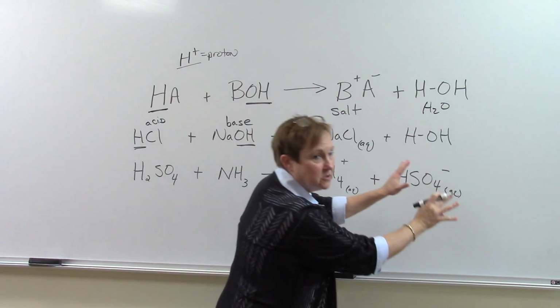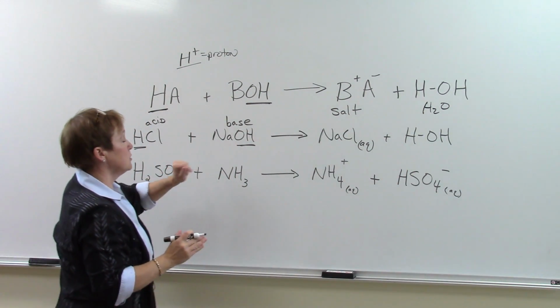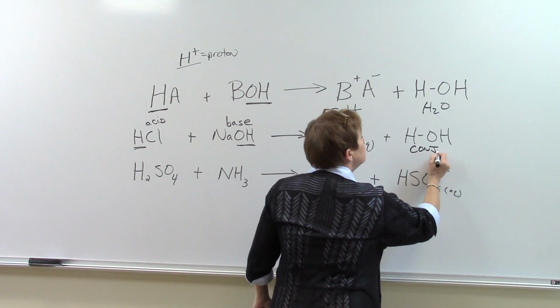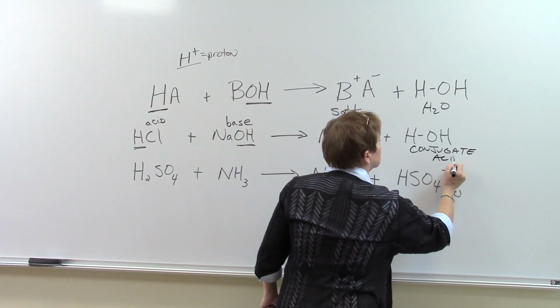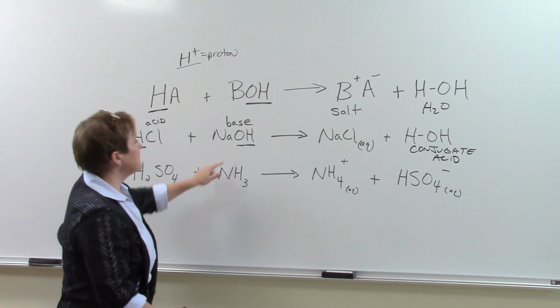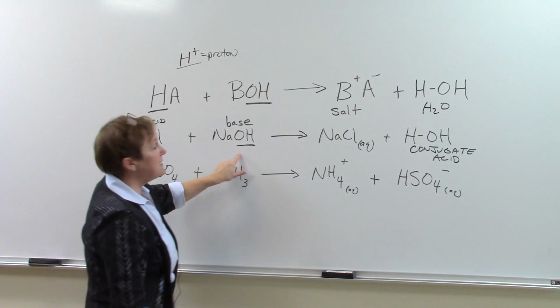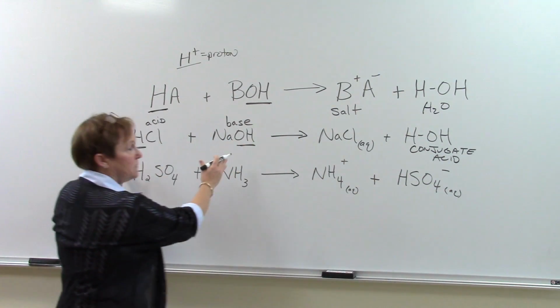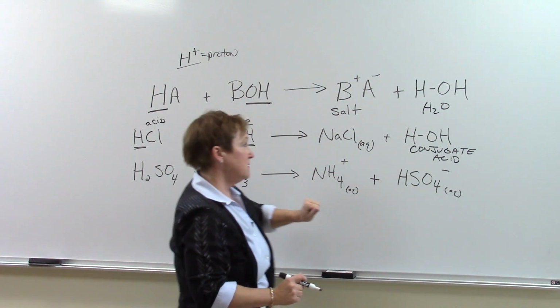On the other side of the equation, the product side, we have terms like the conjugate acid. The conjugate acid is the partner of the base. It's the base after it has accepted the proton. The acid and the base are on the reactant side, the conjugate acid, product side.